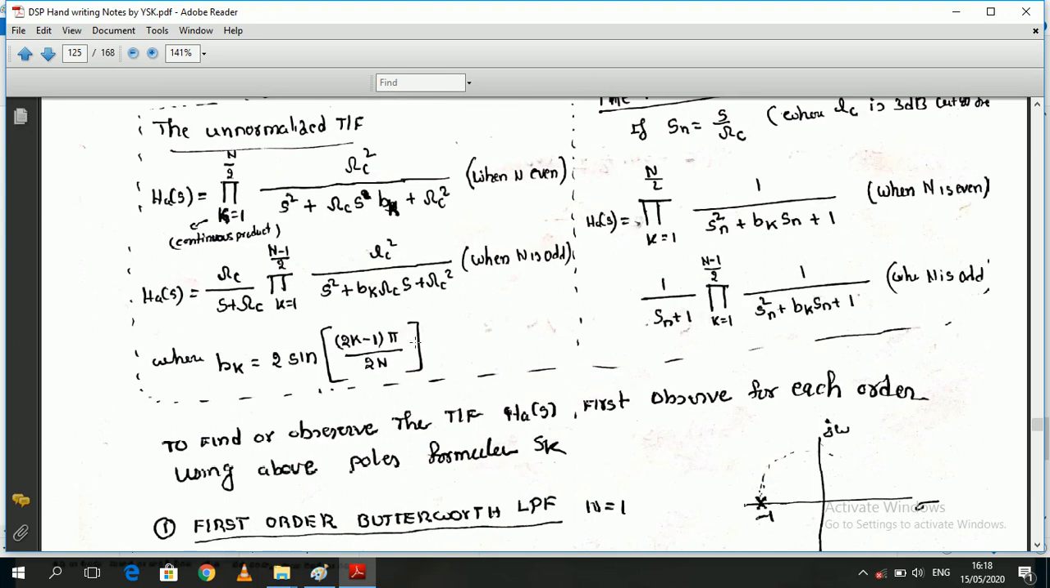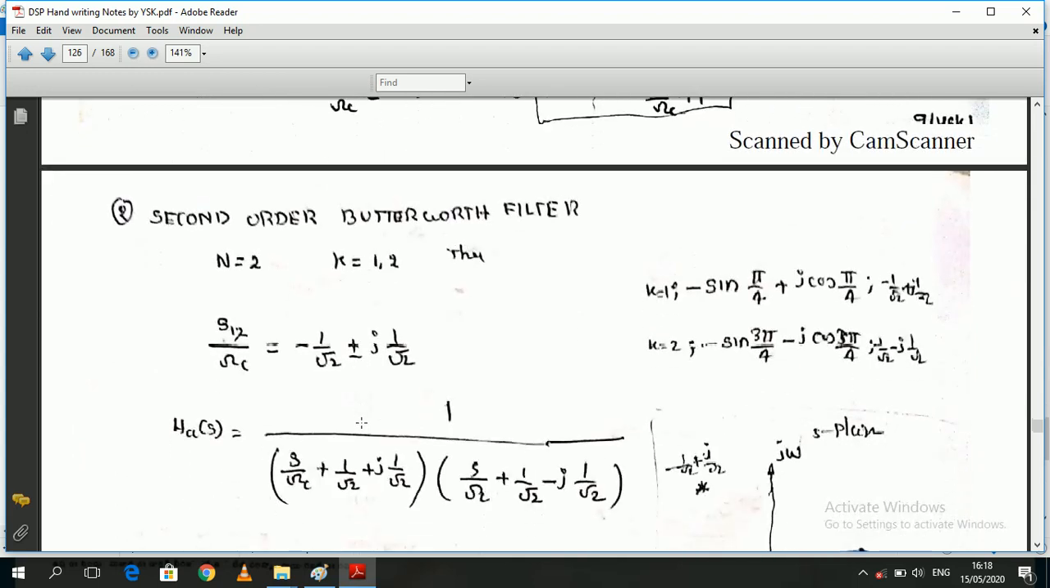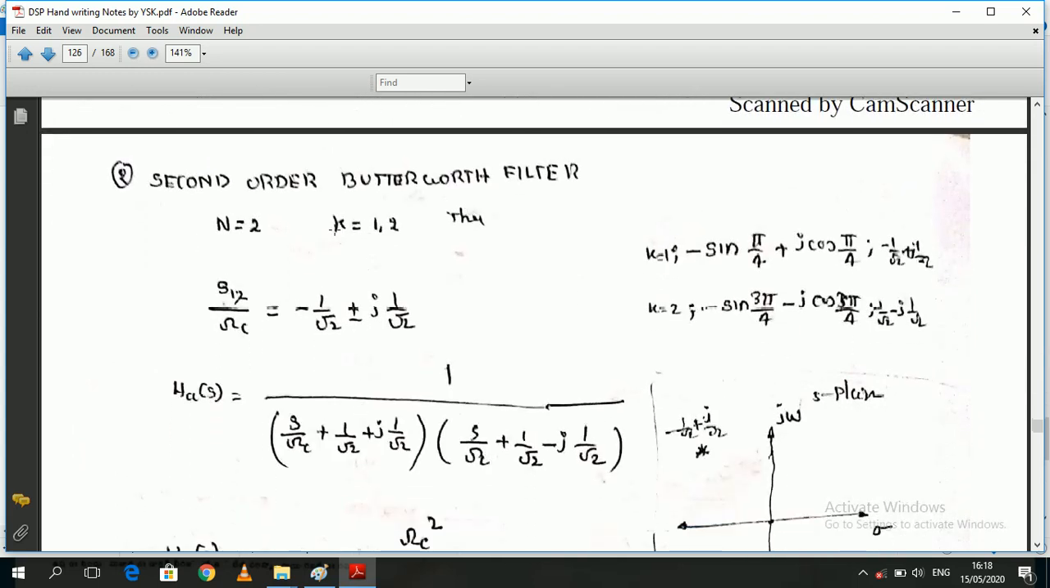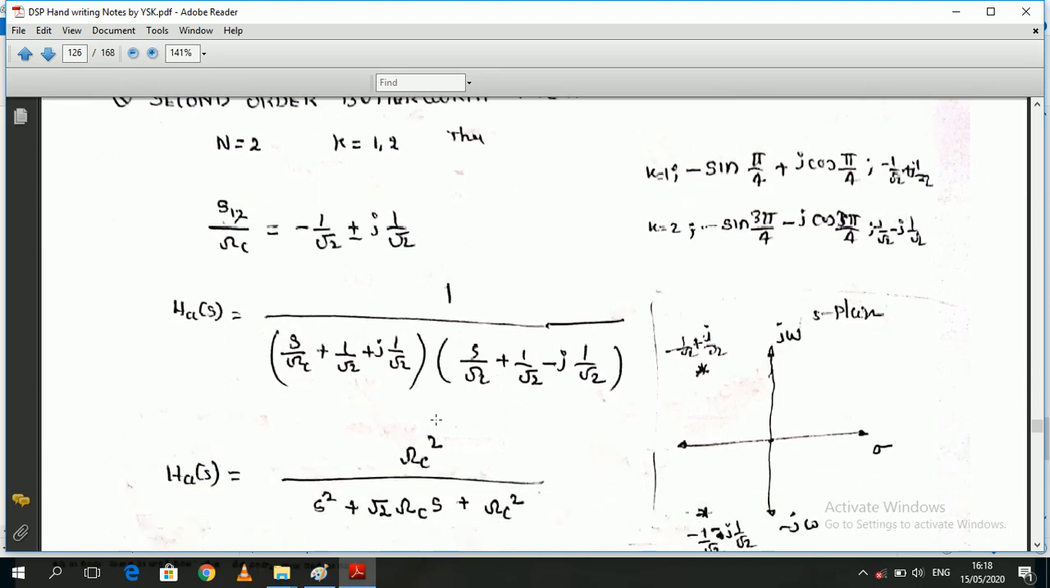One thing I forgot, that is called b_k. Here, for the unnormalized case we get b_k, where b_k is nothing but 2 sine((2k minus 1) pi by 2n). No need to worry about the derivation, I will explain it later. Come to the second order, n equal to 2 and k equal to 1, 2. That means s_1 by omega c is minus 1 by root 2 plus or minus j 1 by root 2. These are the two poles for k equal to 1 and k equal to 2. Keep these values in the denominator, then it becomes the Butterworth filter.